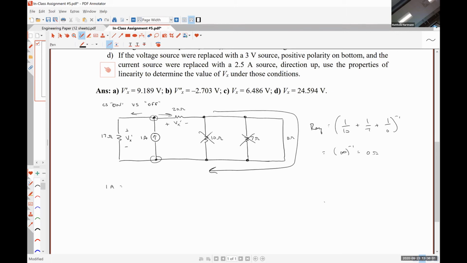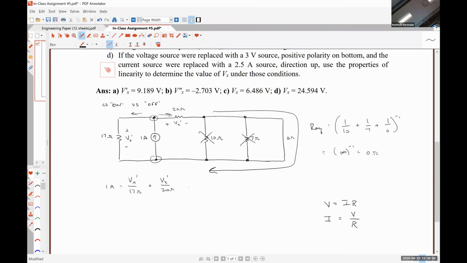So Ohm's law is V is equal to I times R. We want I, so that means it's V over R. So I ask again, what is the current flowing through the 17 ohm resistor in terms of the voltage Vx prime? All right, Vx prime over 17 ohms. What about the current flowing through the 20 ohm resistor? Vx prime over 20 ohms, alrighty.